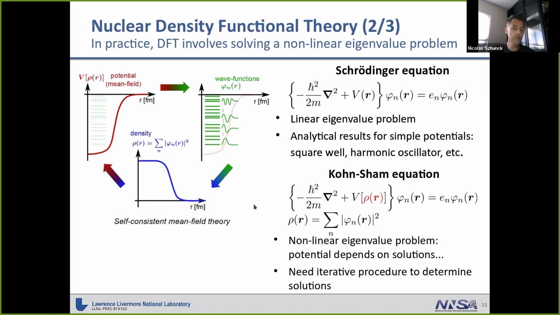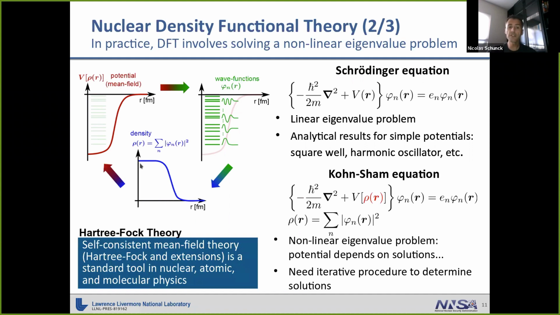And typically what people do is they take a guess for the potential. You could initialize this iteration anywhere, but if you take a guess for the potential, you define this operator completely. You can then solve the Schrödinger equation. You get a new set of wave functions. From those wave functions, you can recalculate the density. This gives you a new iteration of the potential, and then you can rediagonalize it and keep going until nothing changes anymore.